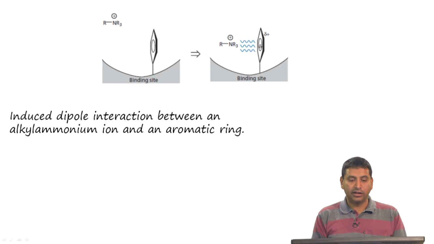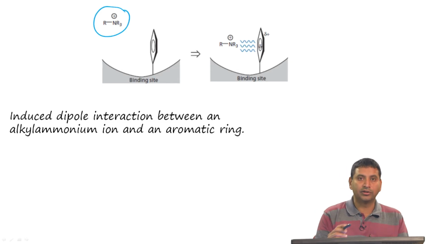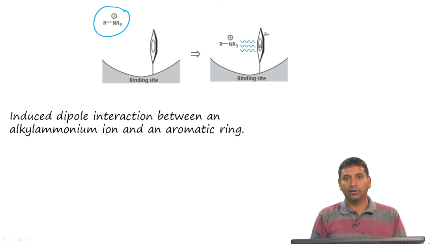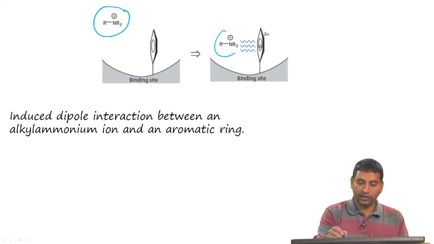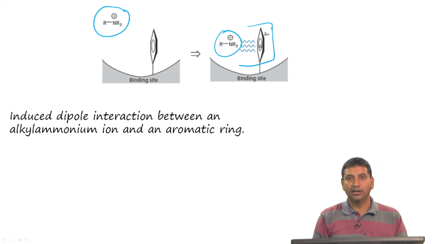Now, many of the receptor binding ligands have ammonium ions in them, and so phenylalanine can actually induce a dipole interaction between an alkyl ammonium ion and an aromatic ring. So, here is the induced dipole system, which can be quite effective in binding ligands. If you mutate out this phenylalanine, let us say you remove it altogether, then this kind of interaction may not occur, and therefore you might find that the ligand is not binding to the same extent.